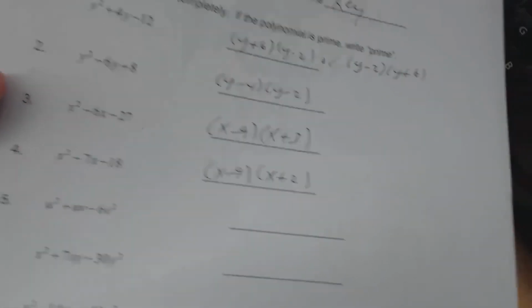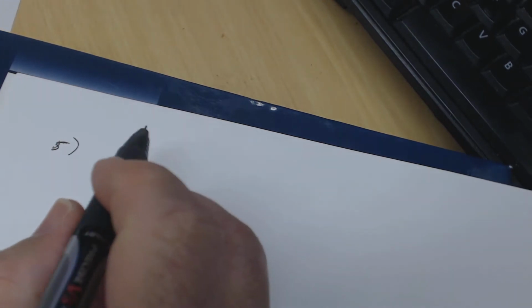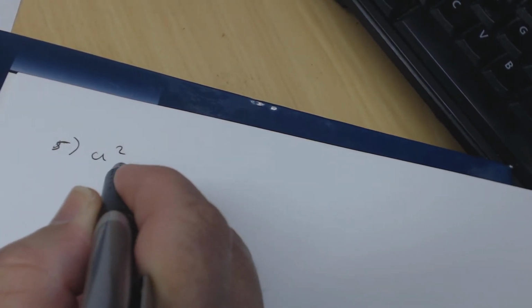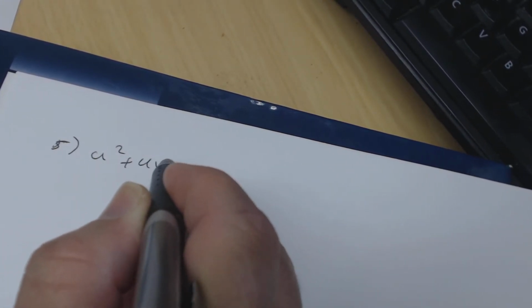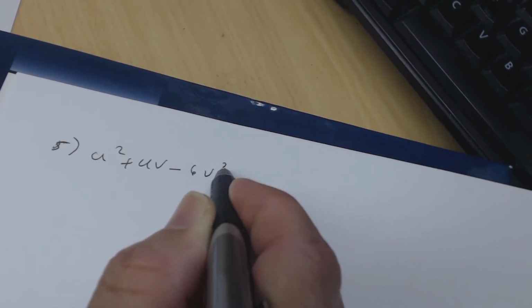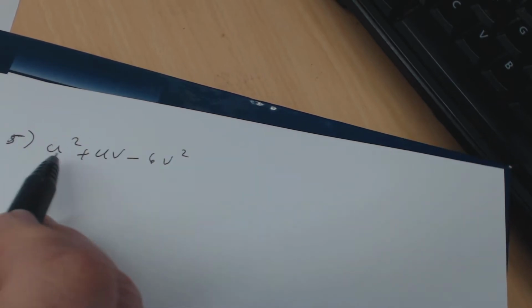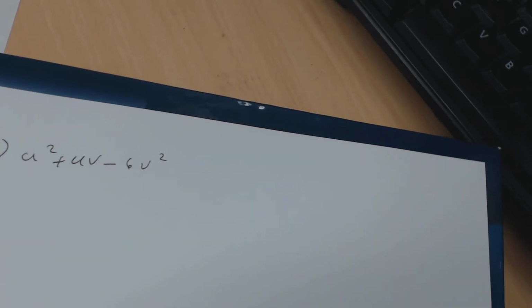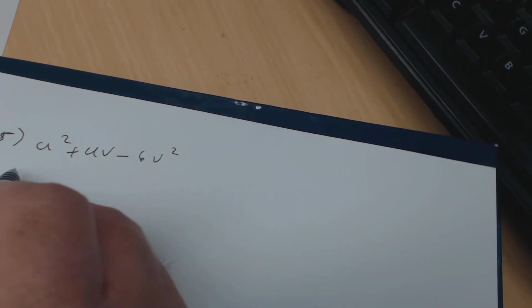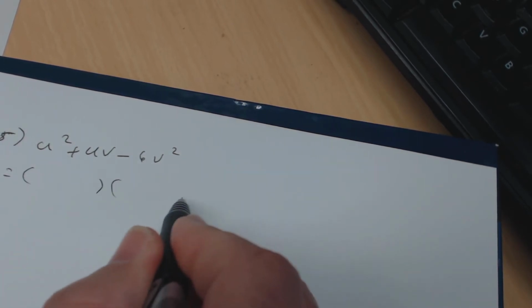All right, now number 5. Number 5 has two variables in it, so it's the same idea, except you have two variables. You have u squared plus uv minus 6v squared. All right, so the GCF is still 1. So I'm going to go directly to two binomials.